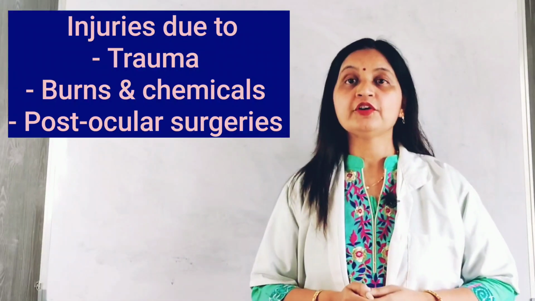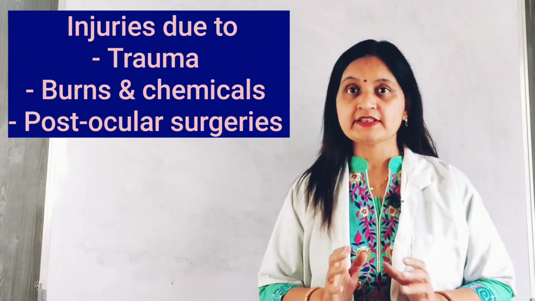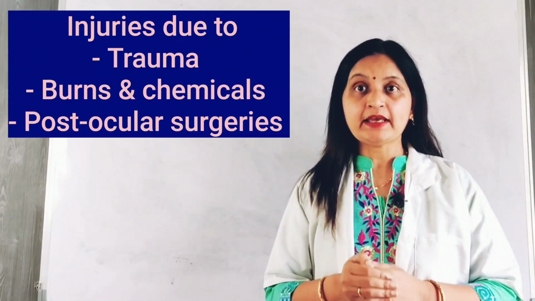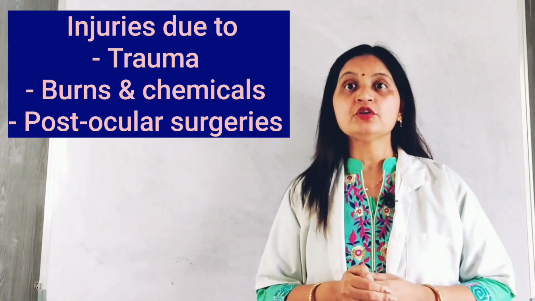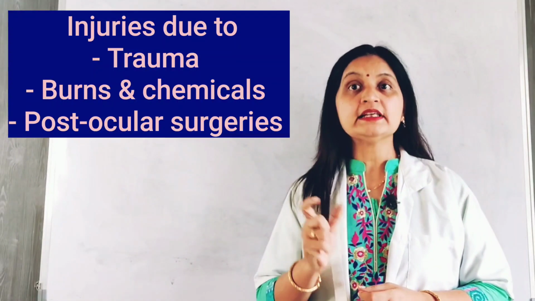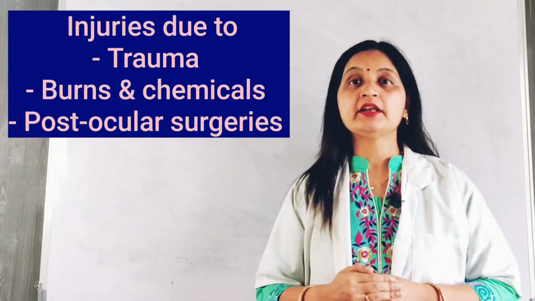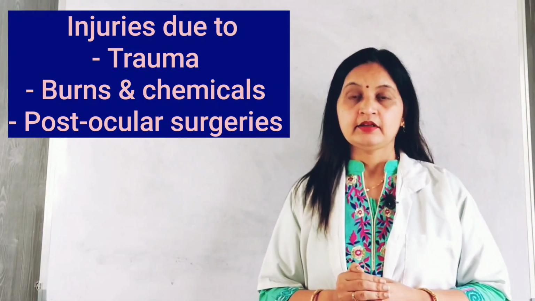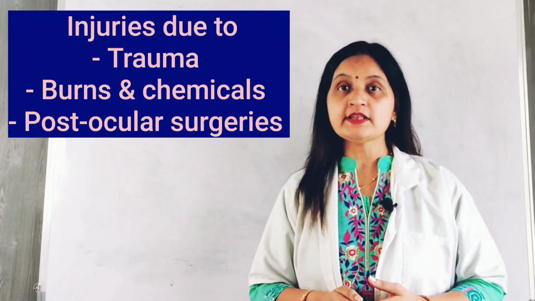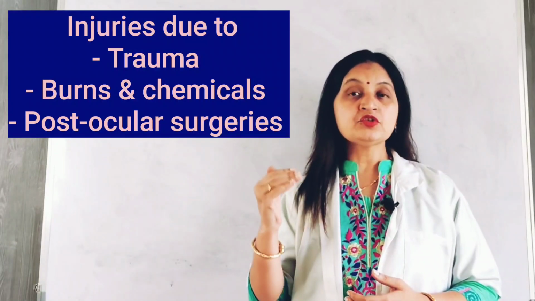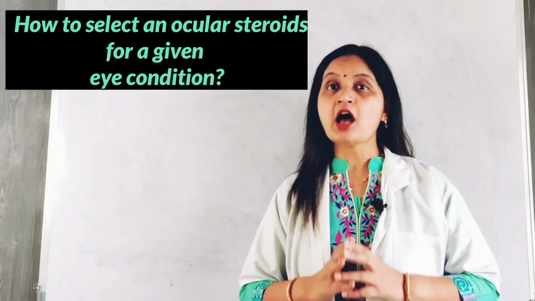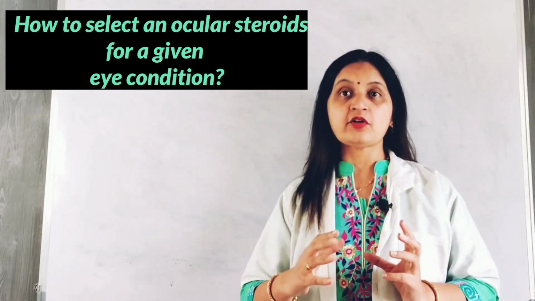Corticosteroids are also useful for treating injuries to the eye, for example, injuries caused by trauma or injuries caused by chemicals or burns. They are also useful after ocular surgeries to speed up the recovery process by decreasing the inflammation in the eye. So now that you are familiar with the steroids that are used in the eye and the list of various inflammatory eye conditions, the question arises how to select an ocular steroid for a given eye condition.